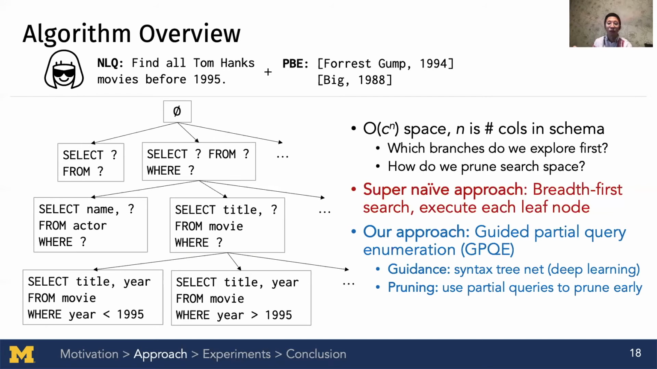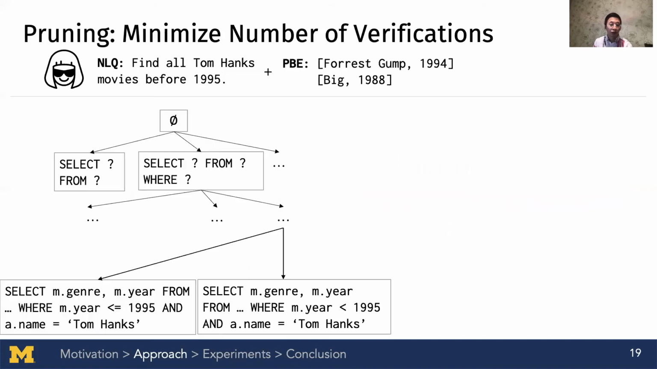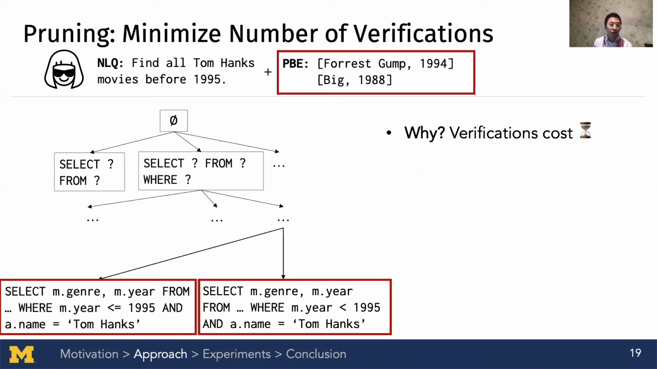I'll provide a little bit more detail about that pruning approach. Our goal of pruning is to minimize the number of verifications. What do I mean by verifications? Verifications are essentially running a database query to check if it satisfies the PBE specification that's given. That is to show that a candidate query includes the tuples given in the PBE specification. Now, this takes time. Every time you run a database query, it's going to take a lot of time.